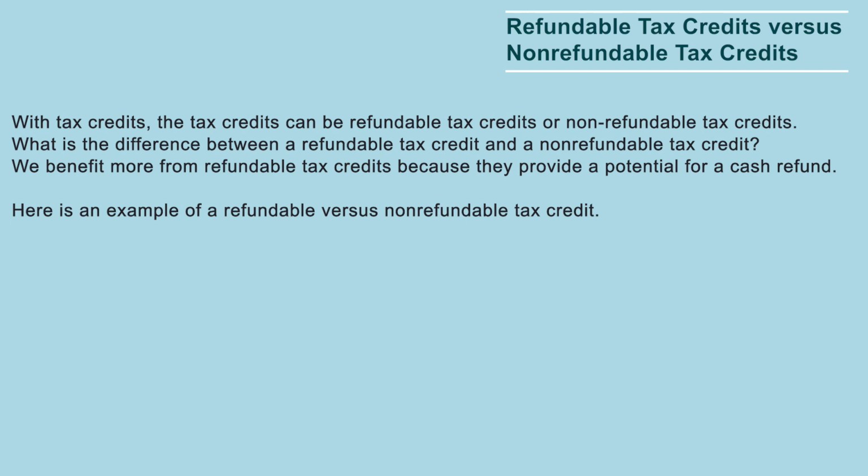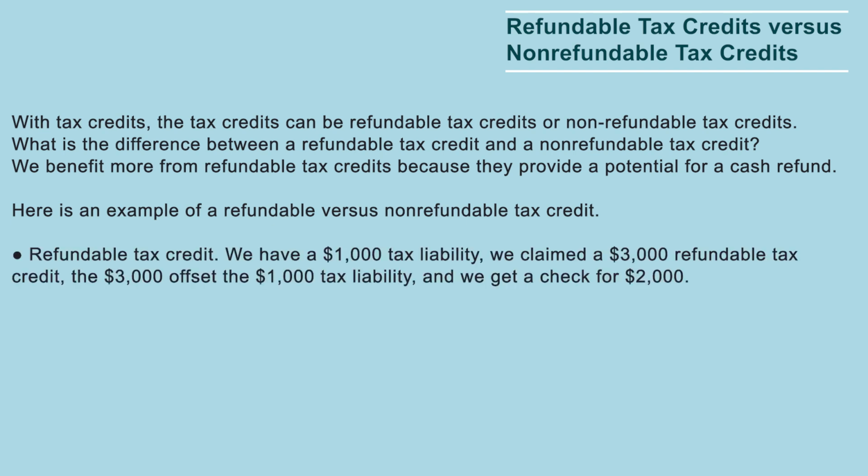Here is an example of a refundable versus non-refundable tax credit. Refundable tax credit: we have a $1,000 tax liability. We claim a $3,000 refundable tax credit. The $3,000 offsets the $1,000 tax liability and we get a check for $2,000.